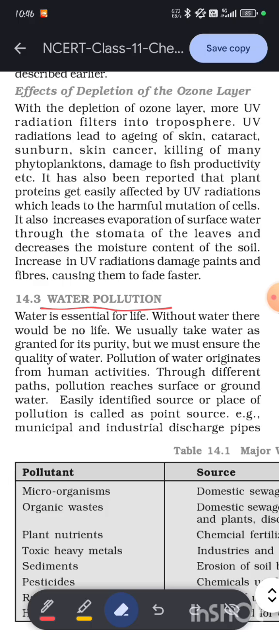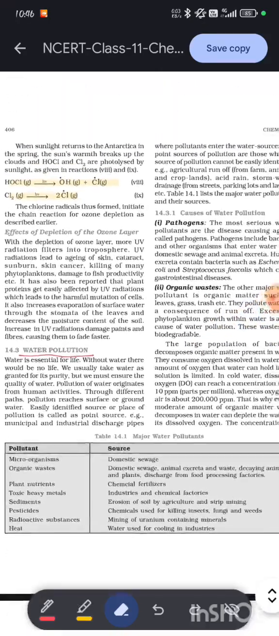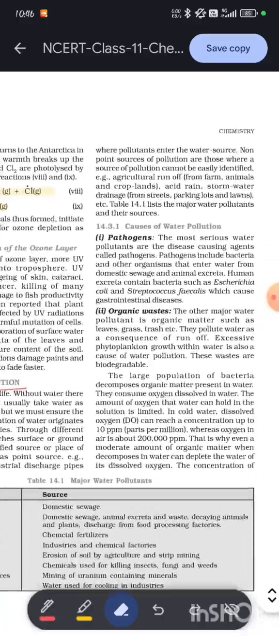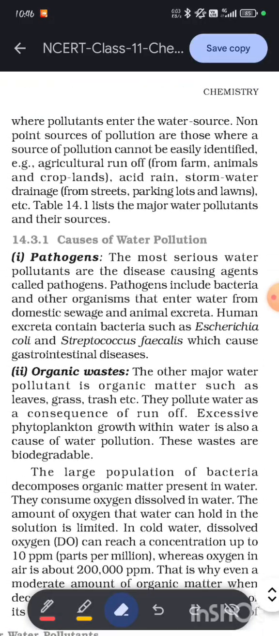An easily identified source or place of pollution is known as a point source. For example, municipal and industrial discharge pipes, where pollutants enter the water source. Non-point sources of pollution are those where the source of pollution cannot be easily identified. For example, agricultural runoff from farm animals and croplands, acid rain, and stormwater drainage.